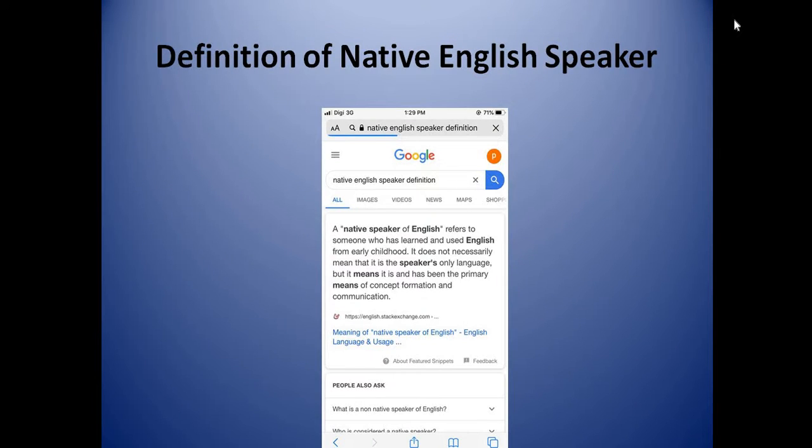Here's a definition of a native speaker. A native speaker of English refers to someone who has learned and used English from early childhood. It doesn't necessarily mean that it is the speaker's only language, but it means it has been the primary means of communication. For instance, I've been using English from my childhood days until present day. So that makes me a native English speaker.